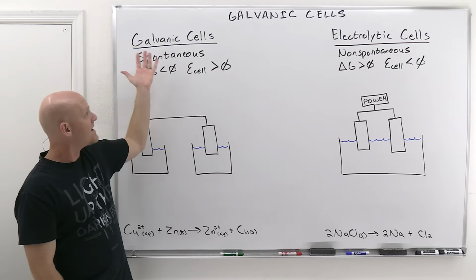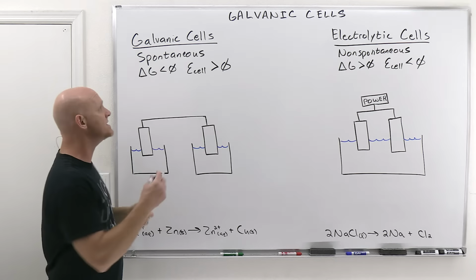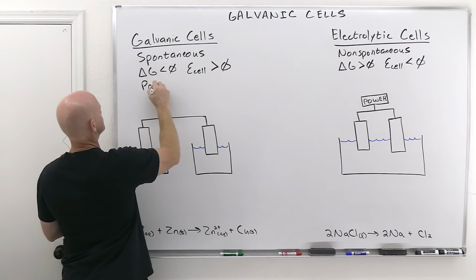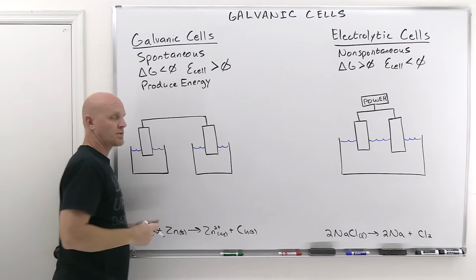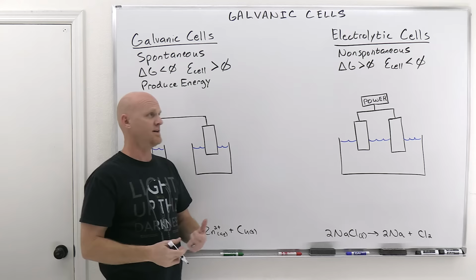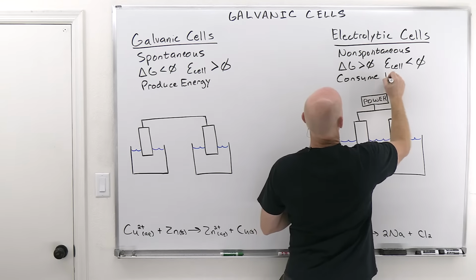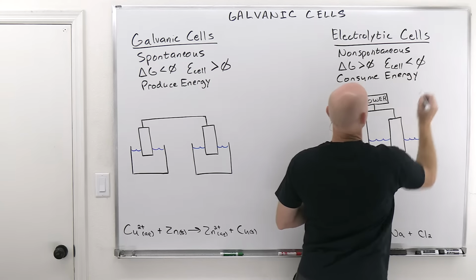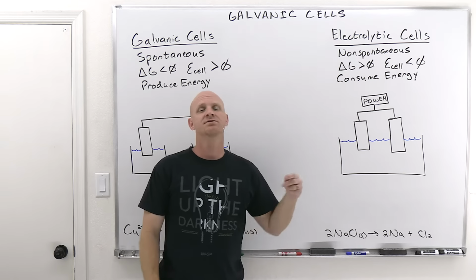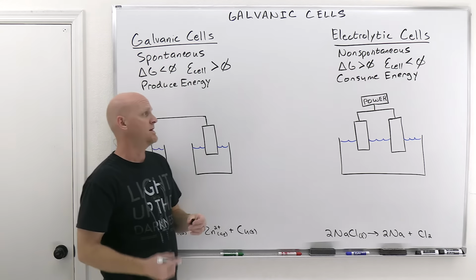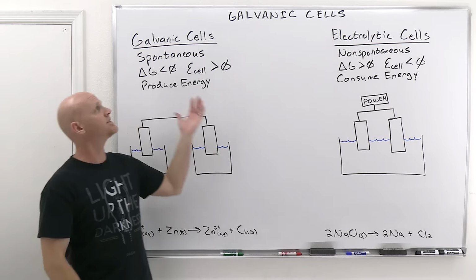In a galvanic cell, you've got a spontaneous reaction, and that spontaneous reaction is used to produce energy in the form of electricity. So we're using a spontaneous reaction to generate electricity. Whereas electrolytic cells actually consume energy instead. We're going to have to hook these up to a power source to force a non-spontaneous reaction to happen. So which of these could function as a potential battery and produce energy? Well, that's your galvanic cells.